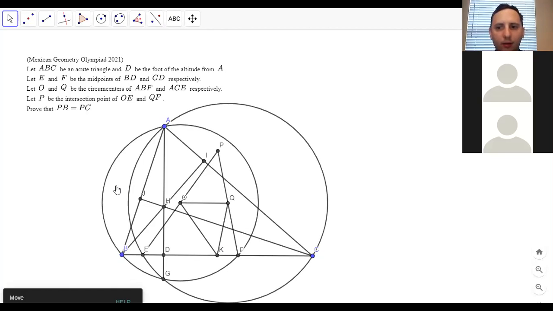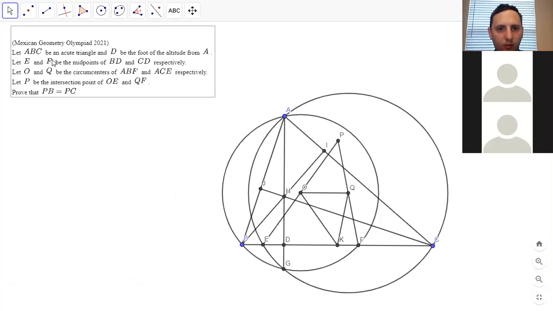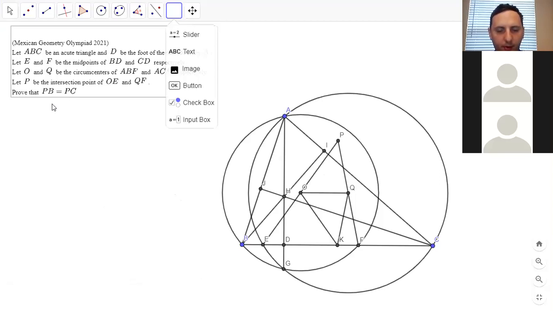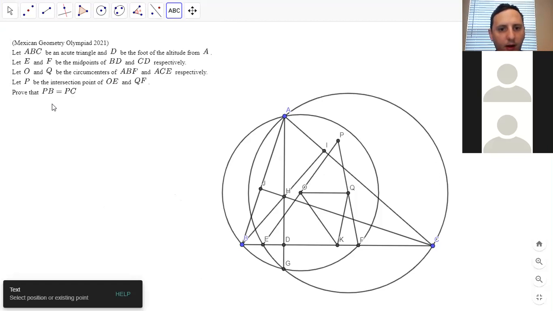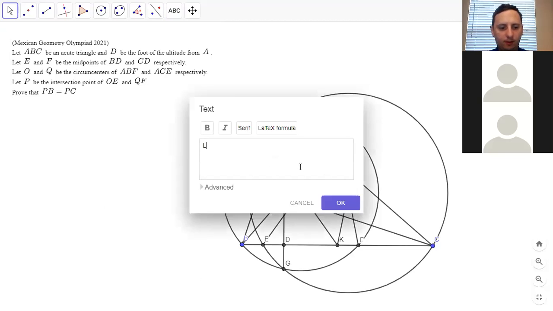Yes. All right, so I'm going to type it up and then we can move on to Stefan's problem. So first, the way I'm going to do it is I'm going to say, let AD meet the circumcircle of ABF at G.